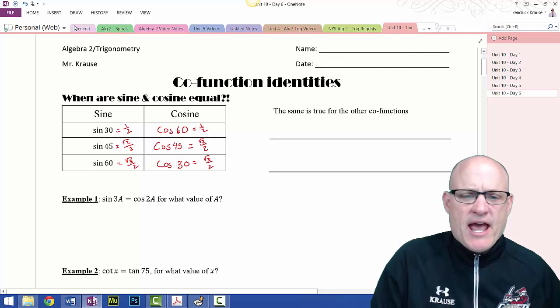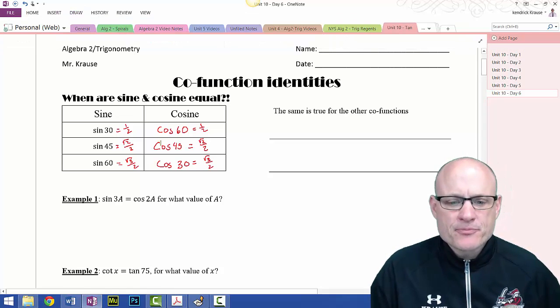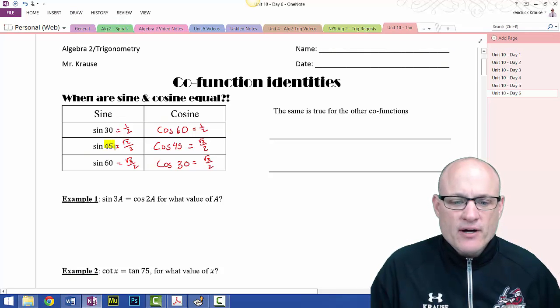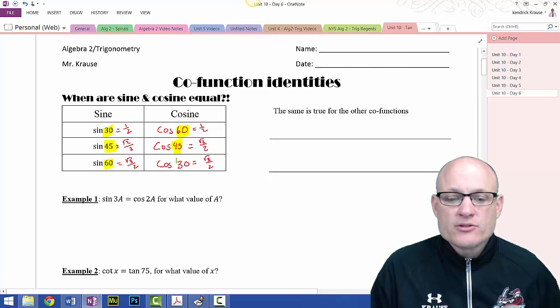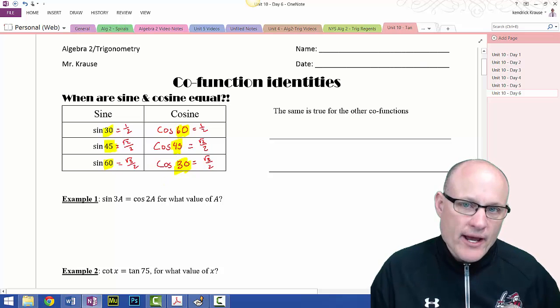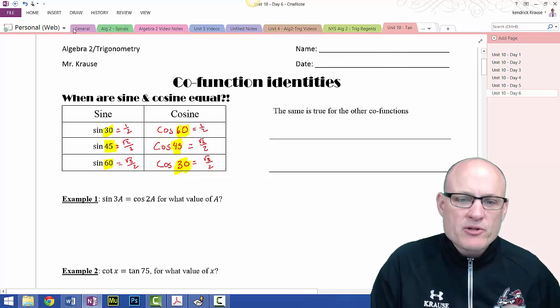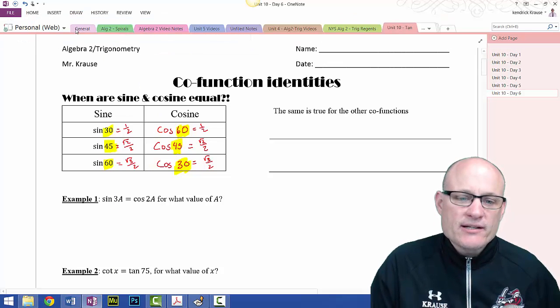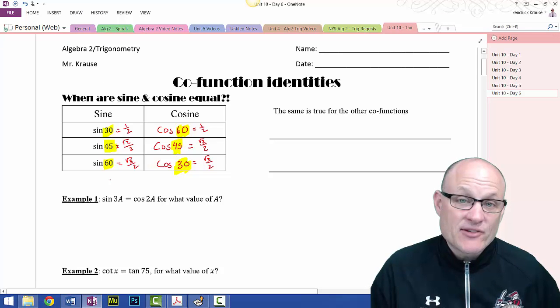So do you see any patterns being developed here? For example, 45 and 45, or this 30 and this 60, and this 60 and this 30. Did you notice that they all add up to 90? 60 and 30, 45 and 45. So cosine and sine, they're cofunctions of each other, and are equal to each other when their angles add up to 90 degrees.